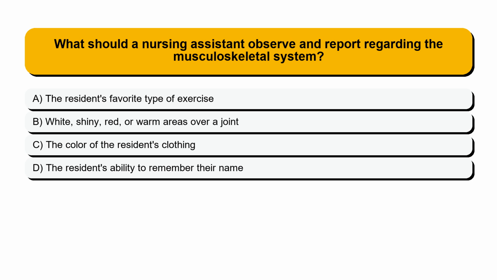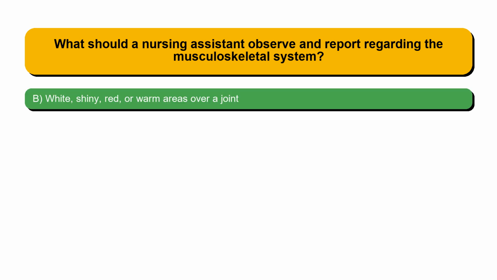Question 50. What should a nursing assistant observe and report regarding the musculoskeletal system? Option A. The resident's favorite type of exercise. Option B. White, shiny, red, or warm areas over a joint. Option C. The color of the resident's clothing. Option D. The resident's ability to remember their name. The correct answer is option B.